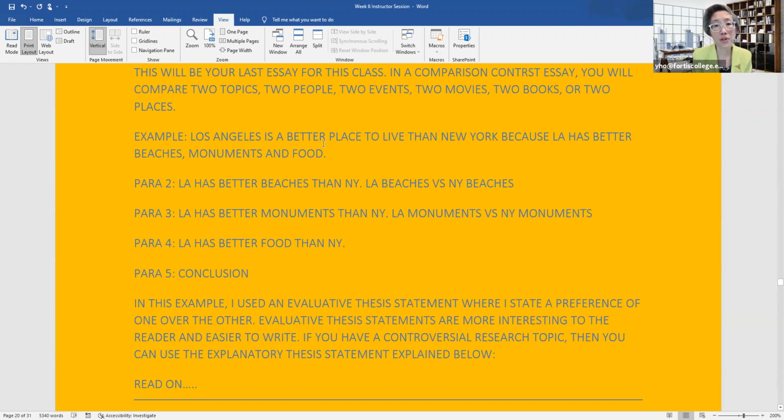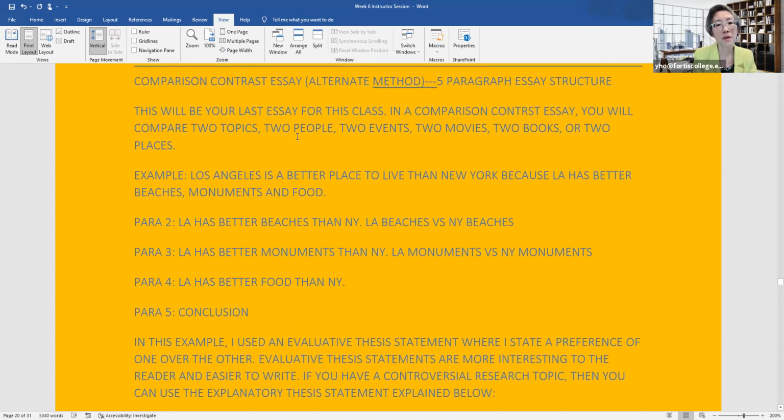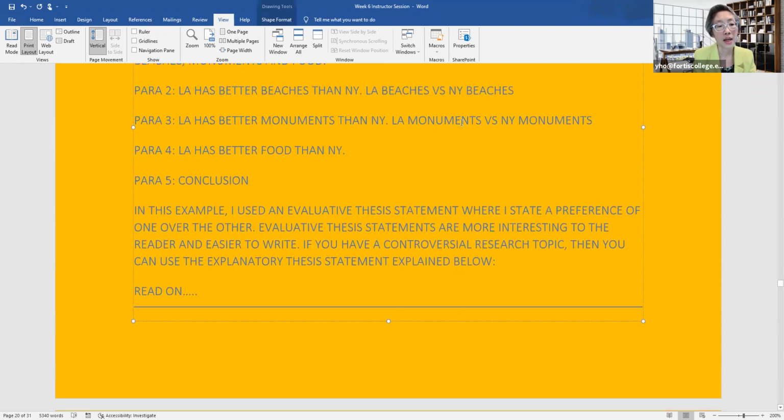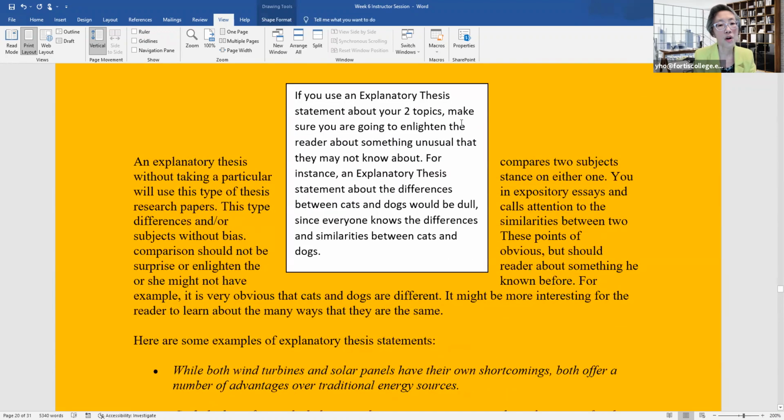I'm going to go over 2 different kinds of thesis statements. We're going to be going over the explanatory thesis statement and the evaluative thesis statement, but not in this lesson. I'm just giving you an example of what your comparison contrast essay is going to look like. And this should have an A over there. Comparison contrast, in which you compare 2 topics, 2 people, 2 events, 2 movies, or 2 places. Okay, and so I will go over all of this.